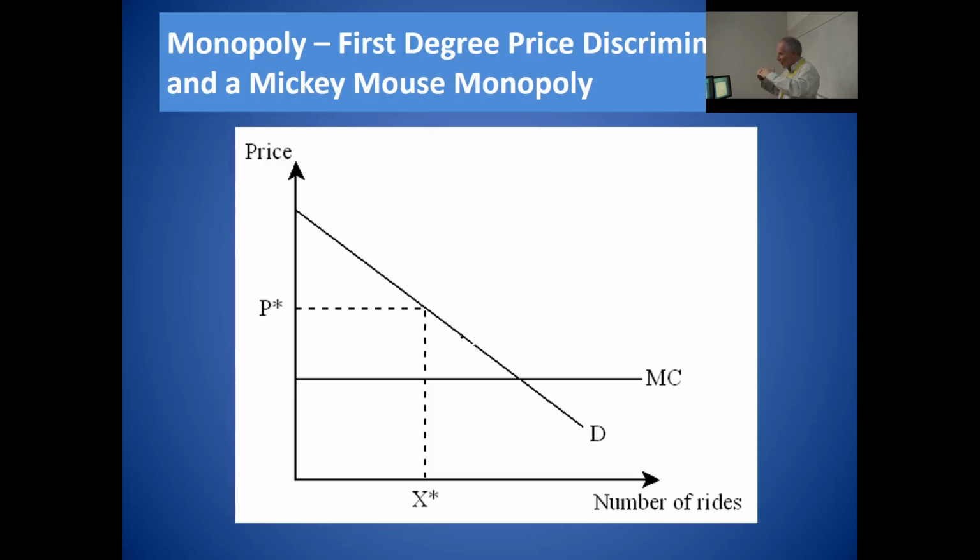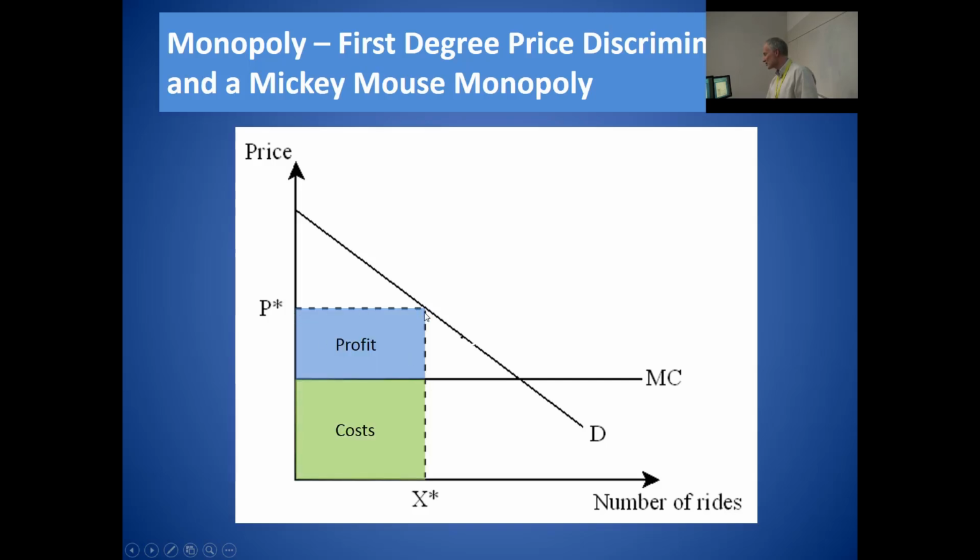It wants to set a price for rides, and it also wants to set an admission fee, such that it maximises profits. So, let's say initially that Disneyland sets a price for each ride of P star. Well, if it sets a price of rides of P star, customers will demand X star rides. And what this means for Disneyland is that part of that price, that shaded area there, just covers its costs. So it isn't making any profit on those. It covers its costs. So for the X star, it covers its marginal cost. But the price that it's charging is more than just the marginal cost.